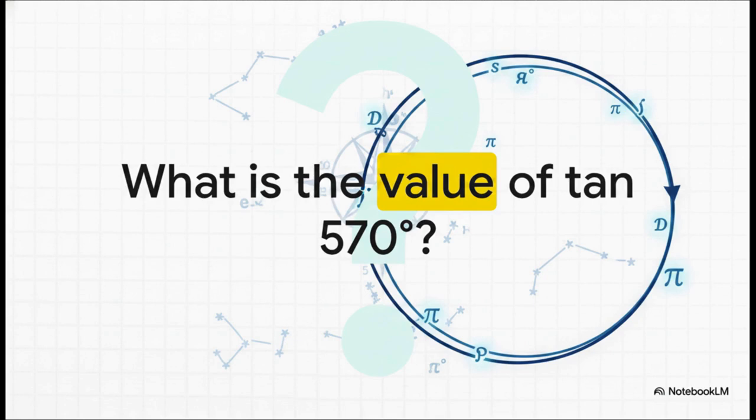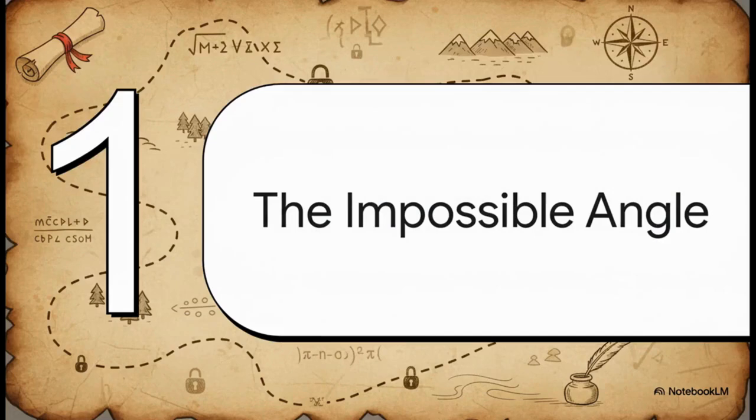I mean, what is tan of 570 degrees? You can't even picture an angle that big, can you? A full circle is only 360. It feels like a trick question, but trust me, there's a surprisingly simple secret to figuring this out. So, to solve this, you can forget about your calculator. What we really need is a map and a secret code. First up, let's draw our map.